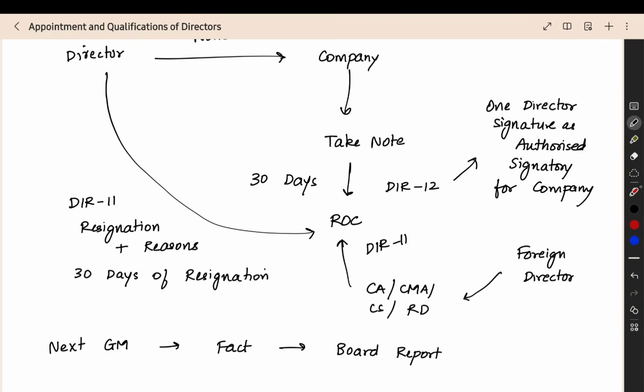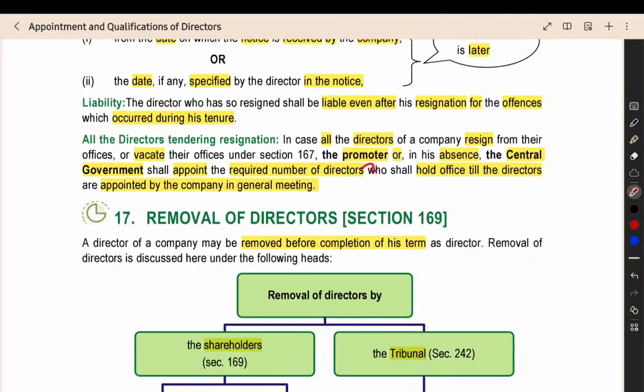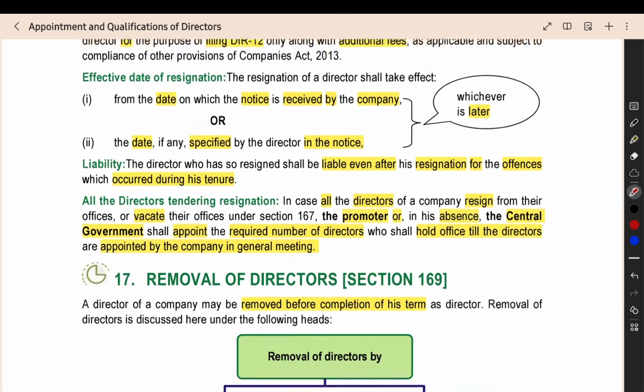And one more thing, if all the directors resign, then what will happen? Who will appoint the next director? The promoter or the central government will appoint the required number of directors. Then those directors will work as directors till the next general meeting. In the next general meeting, the shareholders will appoint the directors. If all the directors resign and there are no directors now, then the promoter or central government will appoint the minimum number of directors, and they will hold the office till the next general meeting.